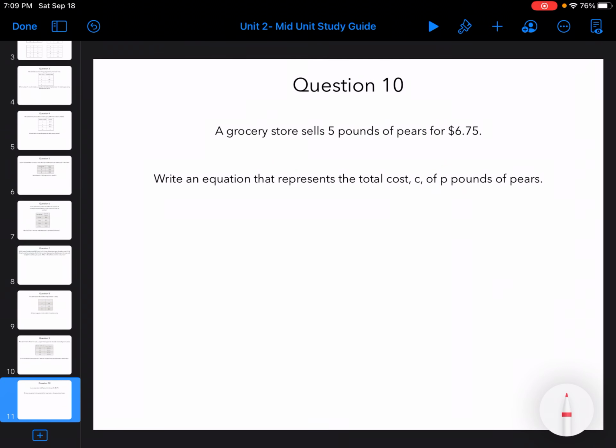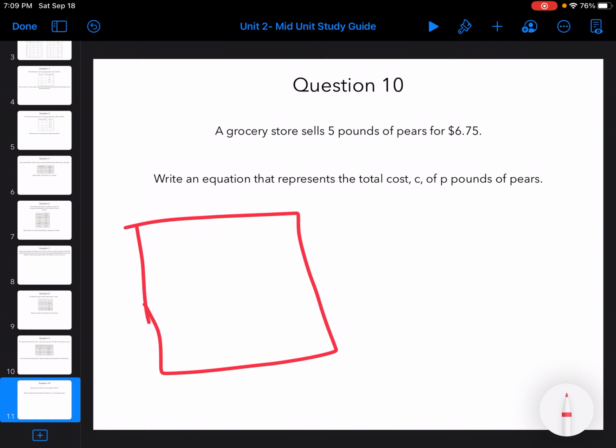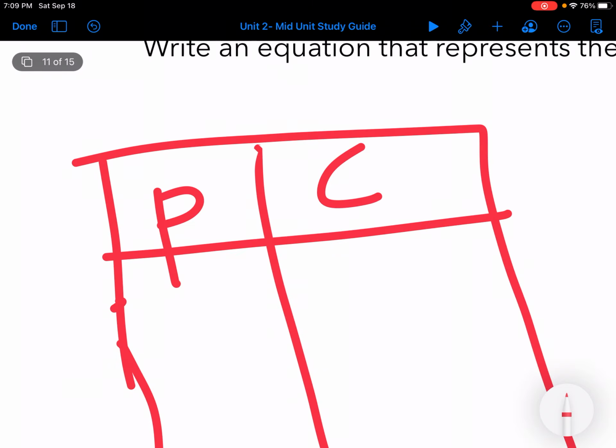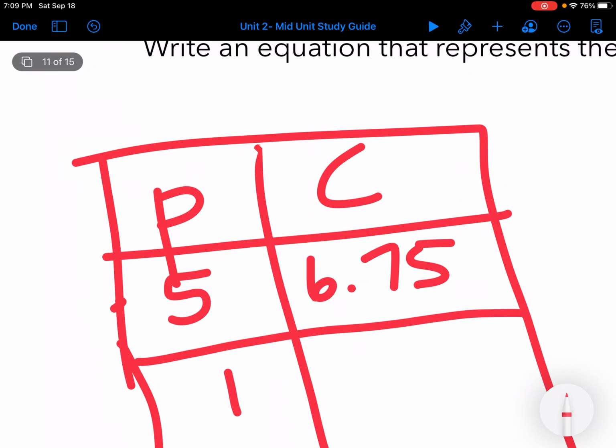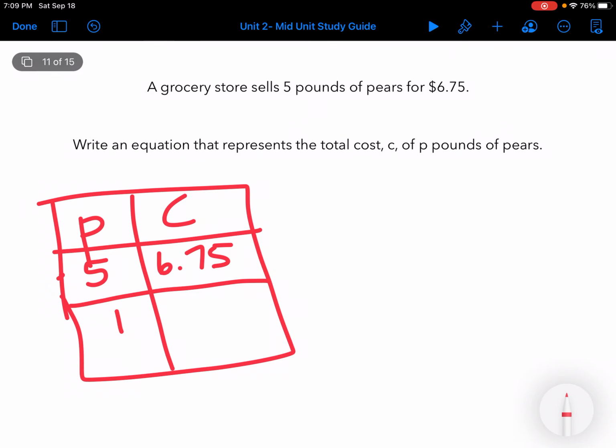Question 10. A grocery store sells 5 pounds of pears for $6.75. Write an equation. So I'm going to draw myself a table. I have my pears and I have my cost. So I know 5 pounds of pears cost $6.75. I want to figure out what 1 pound of pears costs, because they want to know the cost of pounds of pears. So I divide by 5.